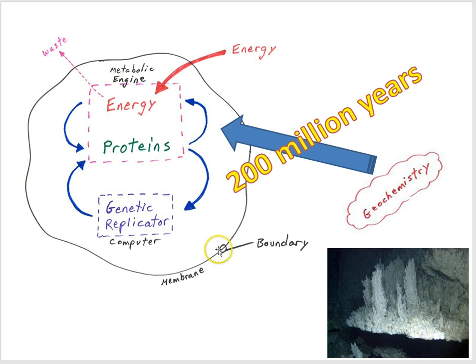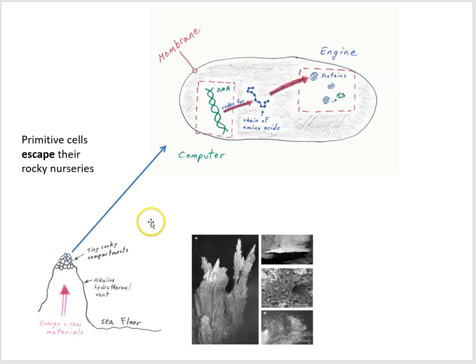And if you're just wondering, how could such a complicated thing as a cell arise from just chemistry? Well, remember, we're talking about huge lengths of time. 200 million years of chemistry all over the vents on the bottom of the ocean might just produce some complicated things that we call cells. So one of the leading contenders in origin of life studies is the undersea hydrothermal vent origin for life.